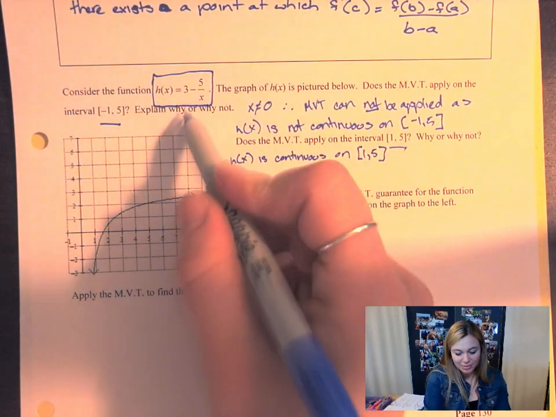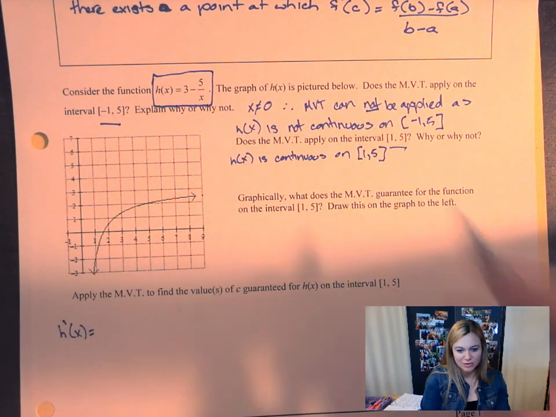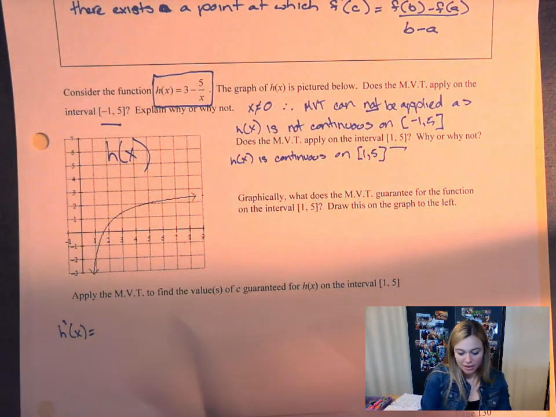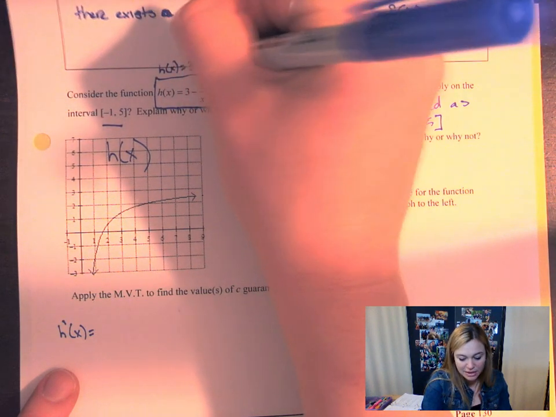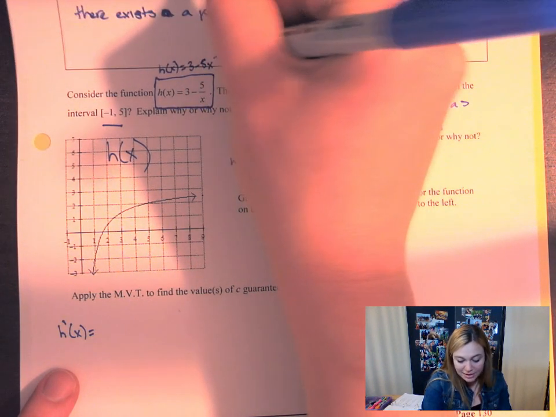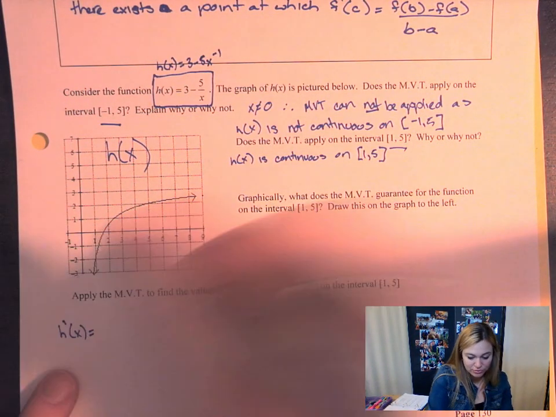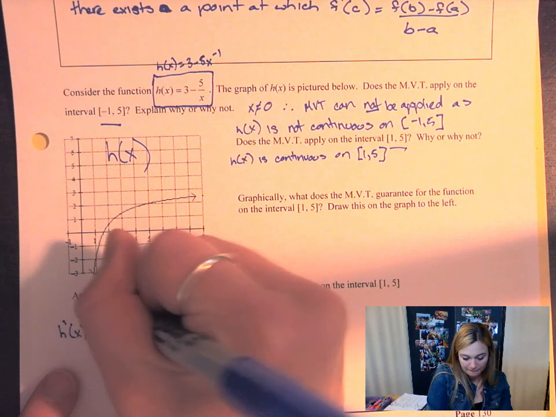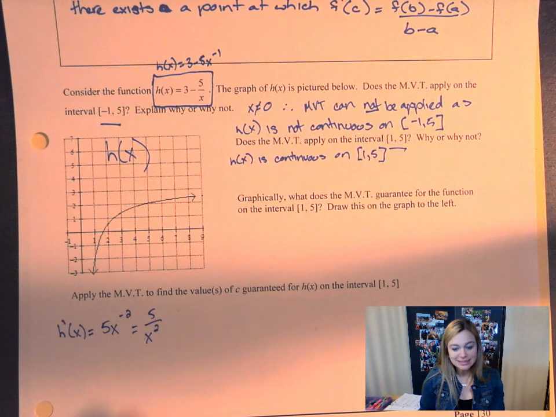I'm going to go down here and find the derivative, h prime of x, just to make sure that this is differentiable, even though this looks nice and smooth and all good. By the way, this is h of x. The other way that I can write this function is h of x equals 3 minus 5x to the negative first power. If I take the derivative, the derivative of 3 is just 0. -5 times -1 is 5x, subtract 1 from the exponent, or I can rewrite that as 5 over x squared. And I can see that this derivative does not exist when x is 0. But again, not on the interval.